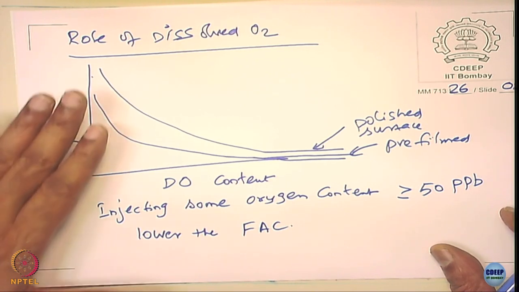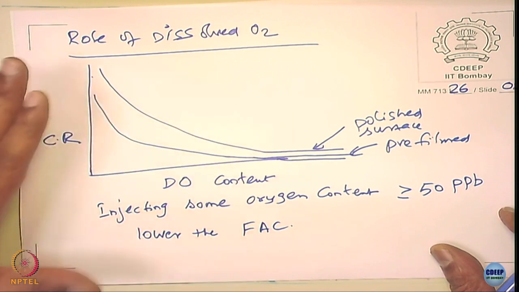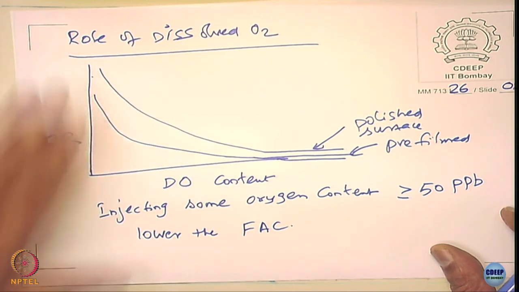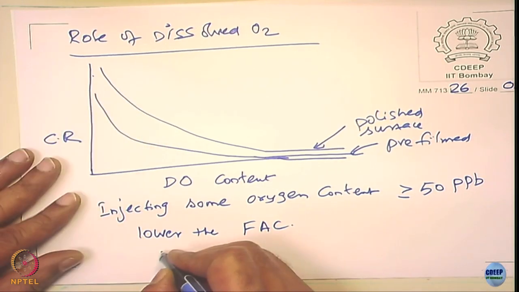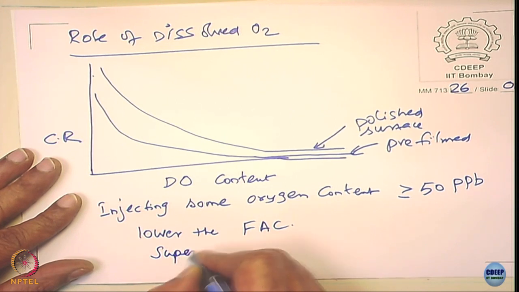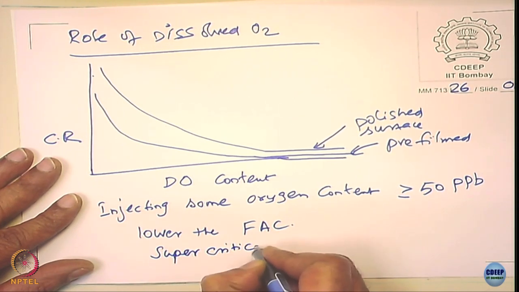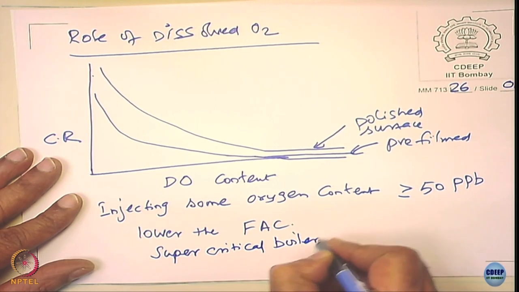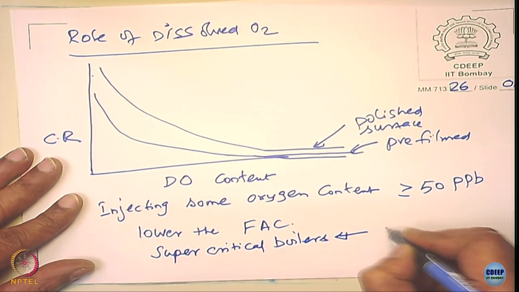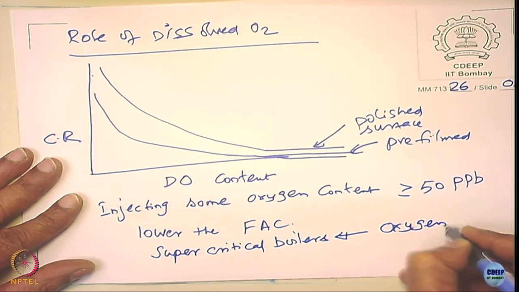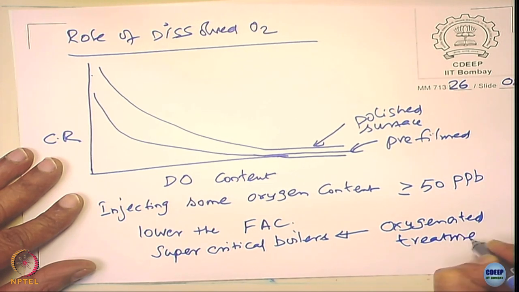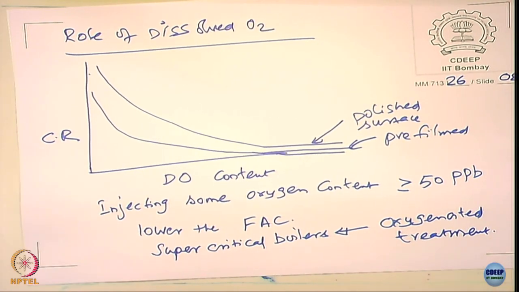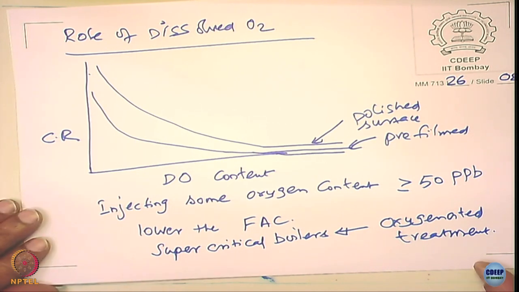Please notice, this water treatment is not common for all the boilers. The normal boilers we talk about, they do not use this, but now we use boilers such as, hope you people might be aware of this, supercritical boilers. They give this treatment, it is called oxygenated treatment, in order to reduce the flow assisted corrosion.